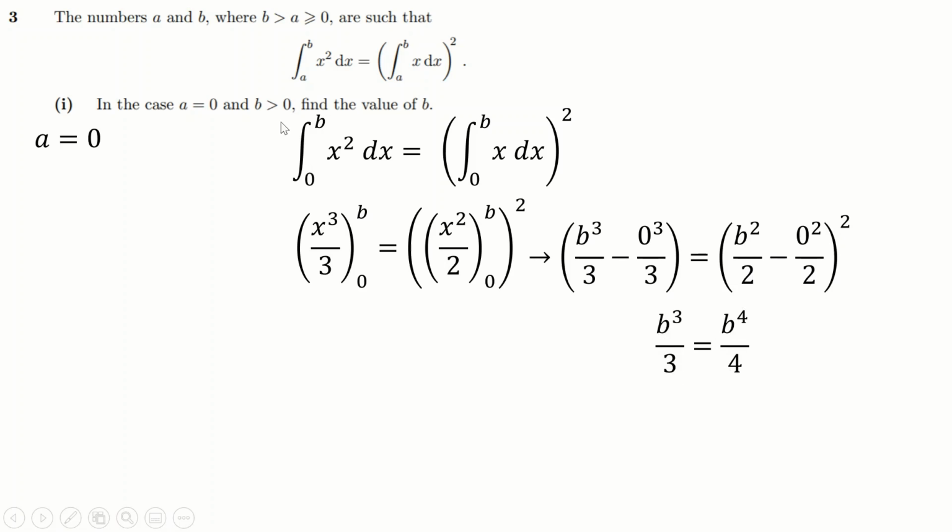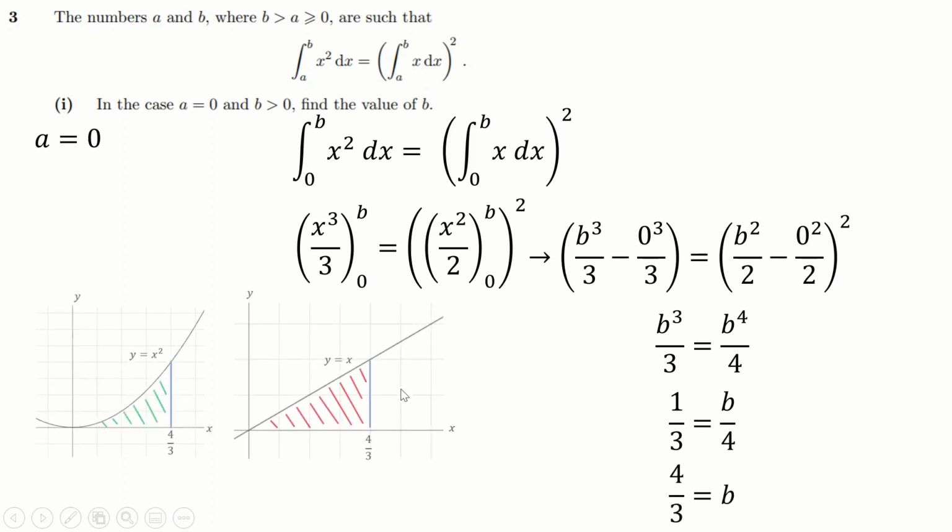Cross multiply. In fact, no, that's not what I'm going to do. I'm going to say, well, b isn't 0, so I can divide by b cubed, both sides. And now I'm going to times both sides by 4 to get rid of this, and I end up with b is 4 over 3. So my answer is saying when b is 4 over 3 and a is 0, this area is equal to this area squared, which it doesn't really look like it in my picture, but that's all we did there.